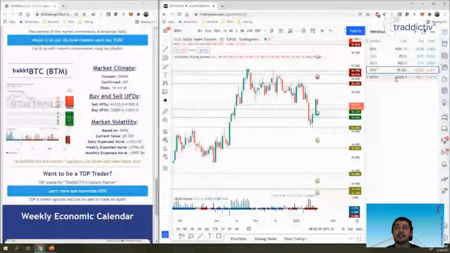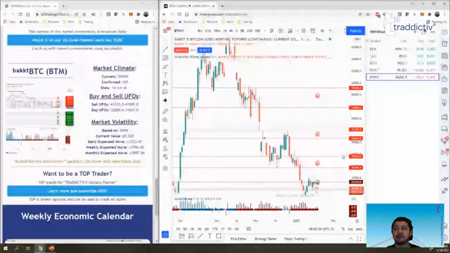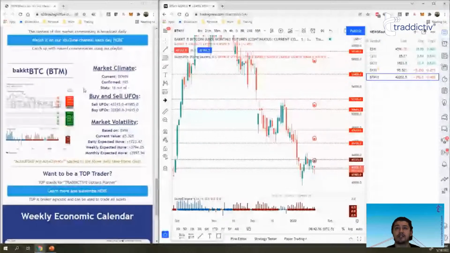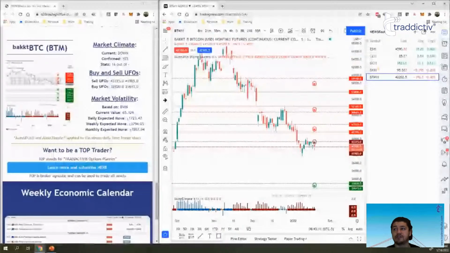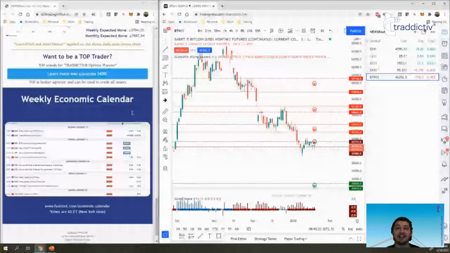All right, last but not least is Bitcoin. So Bitcoin is currently still in a confirmed down climate on the daily. There is a sell UFO that it's currently in right now, 42,202 to 43,315. A buy UFO is well down below at 32,820 to 31,615. Even BVIN says it's at 65.32%, so $1,700, which is relatively low for Bitcoin. Okay, I know it may seem like a lot, but it is relatively low for Bitcoin.